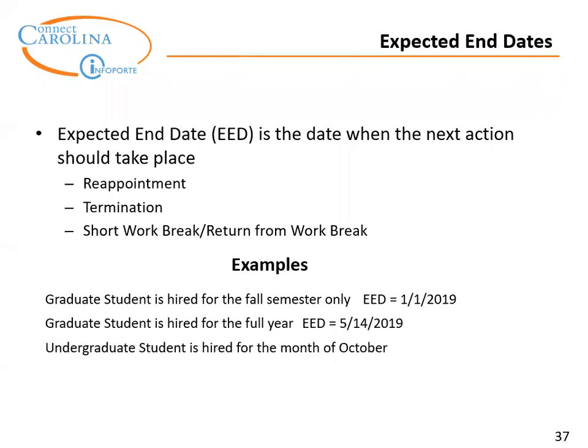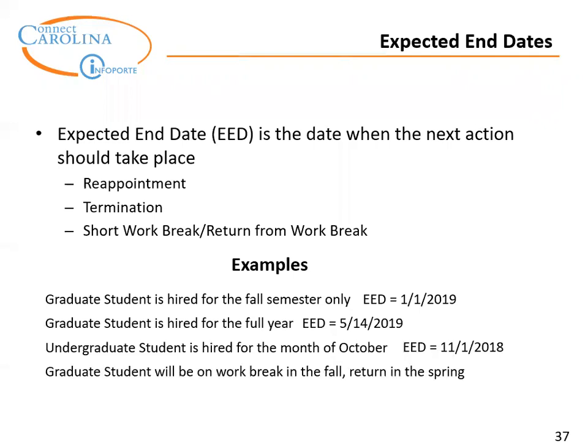An undergraduate student hired just for the month of October. Expected end date would be, survey says 11/1, gold star, right? Or a grad student who's not going to be on short work break for the fall, but they're going to be returning in the spring. Again, we're probably going to use 1/1 as the expected end date so that we have January when we come back to decide, are we going to reappoint them, or, oh, they're not going to be working, we can go ahead and put in a term or extend that short work break a little bit further. Maybe they're going to work next year.